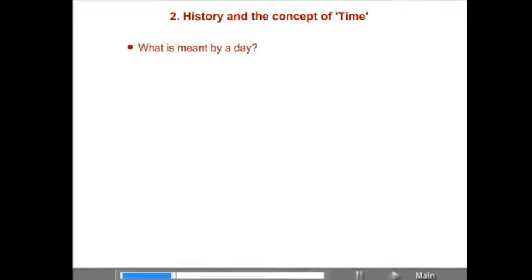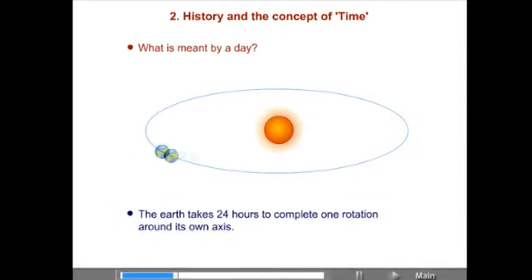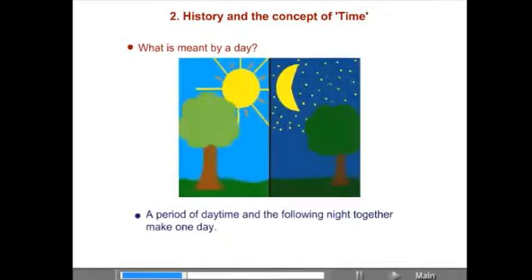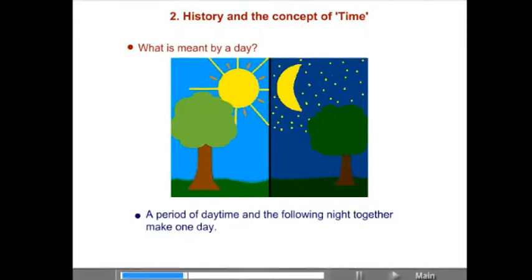What is meant by a day? The earth takes 24 hours to complete one rotation around its own axis. These 24 hours are approximately divided into 12 hours of daytime and 12 hours of night. A period of daytime and the following night together make one day.